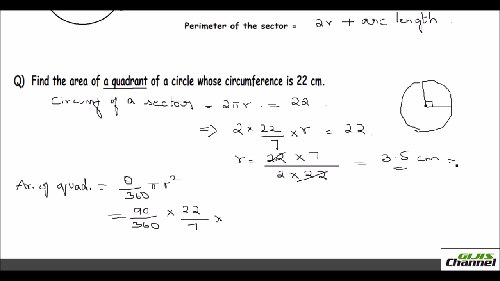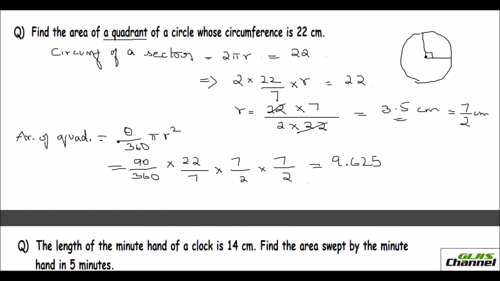If you want, you can just leave it. I just take it as 7 by 2, okay, 7 over 2 centimeters. So my r square would be 7 over 2 times 7 over 2. So we can solve this. If you want, you can use a calculator and solve. So you would get the answer as 9.625. This is the area of the quadrant, right? So I write it as centimeters square. Okay. So that would be the answer for this.